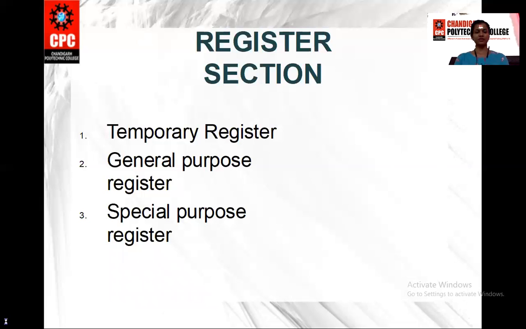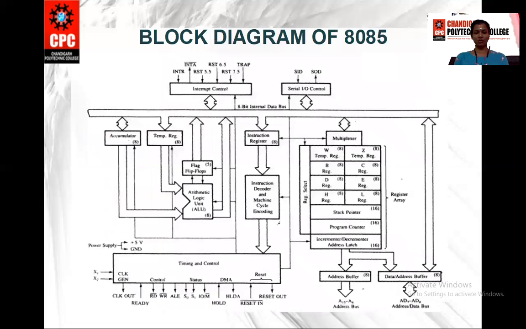There are 3 types of registers in the 8085 microprocessor: temporary registers, general purpose registers, and special purpose registers. Firstly, what are temporary registers? As you can see in the block diagram, W and Z are the temporary registers, which are used to store intermediate results. These are of 8 bits. Why 8 bits? Because they store data of 8 bits.